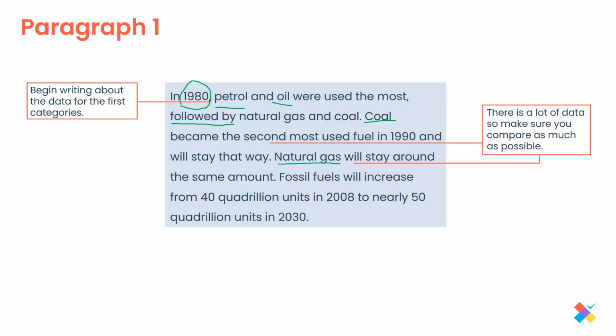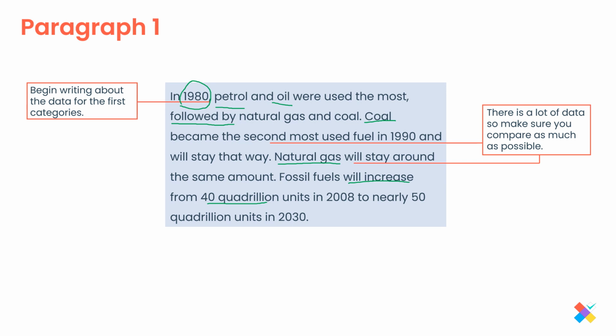Again, there's a lot of data. So in this sample answer, the candidate has compared as much as possible. The candidate also talks about the projections in the future. Fossil fuels will increase with 40 quadrillions. Actually, you can write a Q here as long as you write quadrillion and then between brackets you can write a Q. But this is totally fine as well.